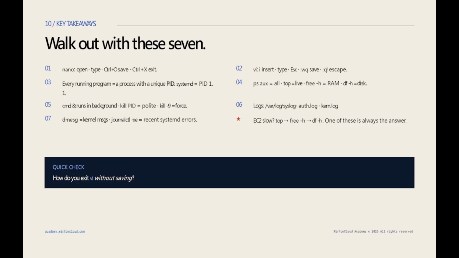System logs. /var/log/syslog is the general events on Ubuntu. auth.log hosts logins, kern.log hosts hardware. dmesg shows kernel messages, journalctl -xe shows recent system errors. Before moving on, ask yourself, how do you exit vi without saving? The answer, of course, is :q! That is the one command every beginner actually needs to know.